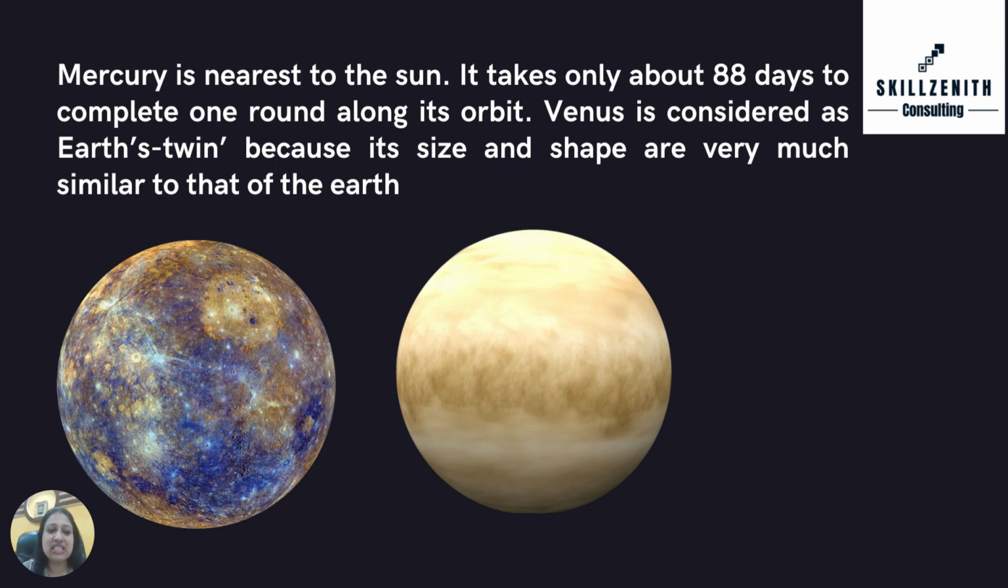Venus is considered Earth's twin because its size and shape are very much similar to that of Earth. So, we are learning about two planets. Mercury is nearest to the sun, so its journey around the sun only takes 88 days, whereas for us it's 365 and one fourth days. And Venus is very much similar to Earth in many aspects, like its size and shape. So this is Venus, this is Mercury. That's why it is called Earth's twin.